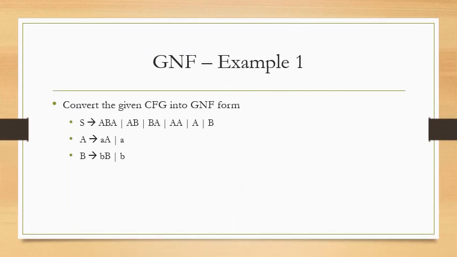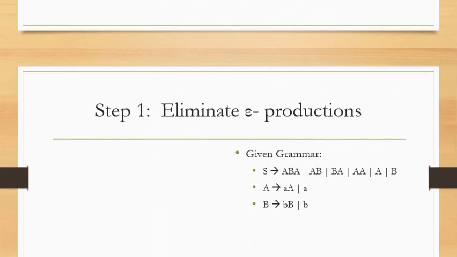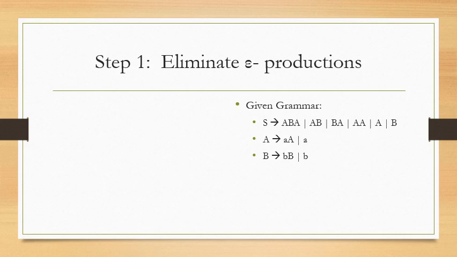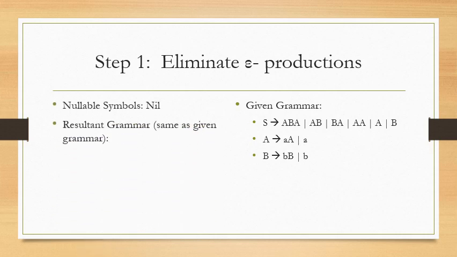Let us understand this conversion into GNF with an example. Given a grammar, the first step is that the grammar should be in a simplified form. This grammar does not have any epsilon productions, so there are no nullable symbols. You will write that there are no nullable symbols, and the resultant grammar will be the same as the given grammar. Then we can proceed to the next step.